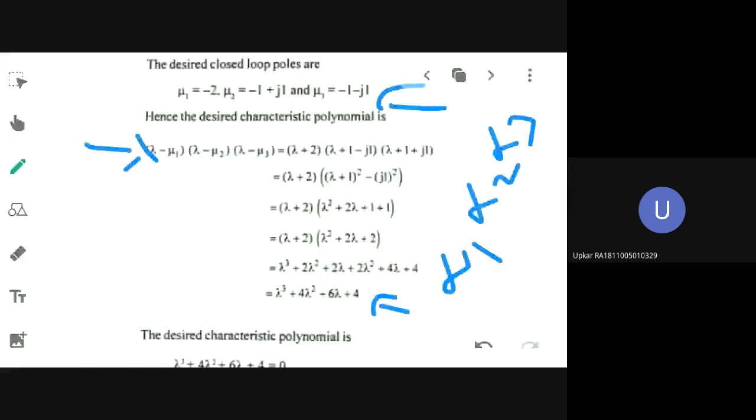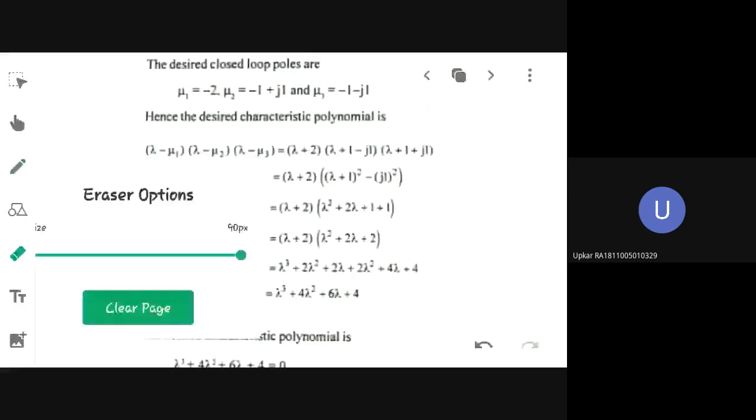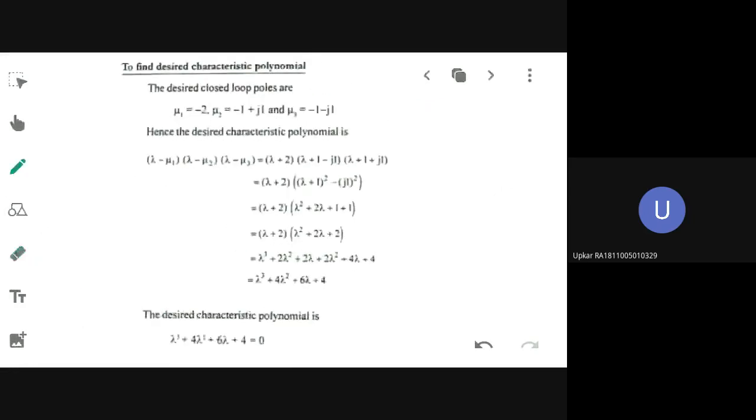Yes, ma'am. Okay, so you understood these concepts. First concept is how to convert a given transfer function to a state space model. How will you convert? Using what formula? Using phase variables you will do the conversion. That you have to understand.